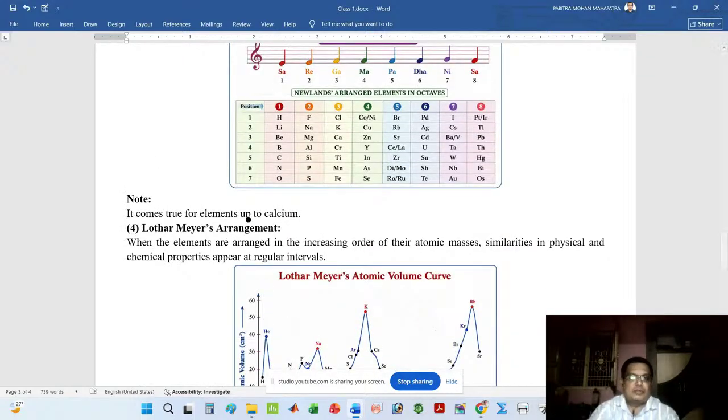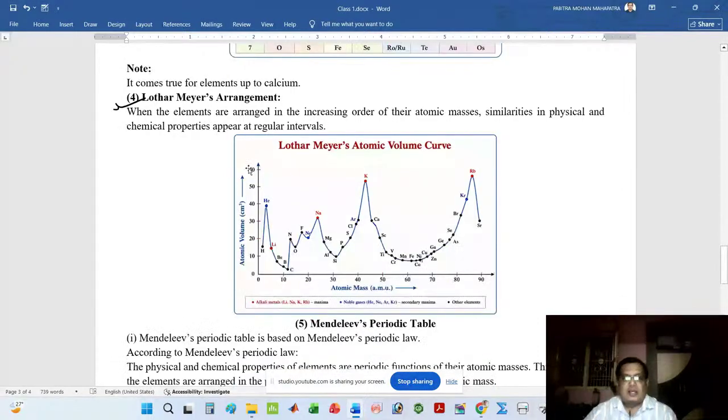Next, I covered the Lothar Meyer arrangement. Here, the elements are arranged in a graph. The graph is plotted with atomic mass on the x-axis and atomic volume on the y-axis. Next, I covered the Mendeleev periodic table.